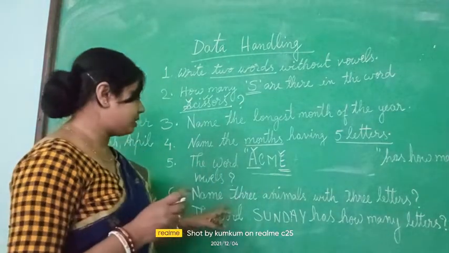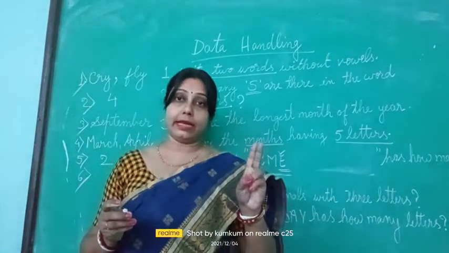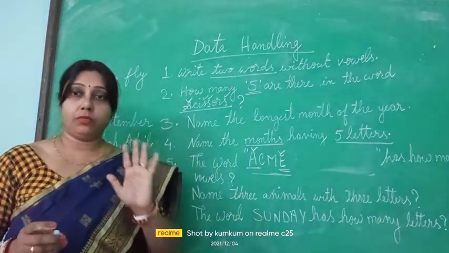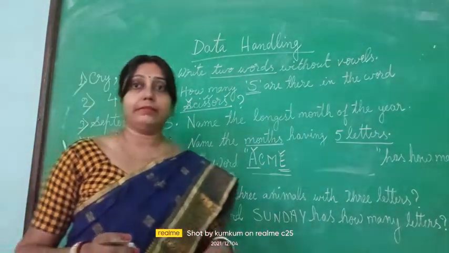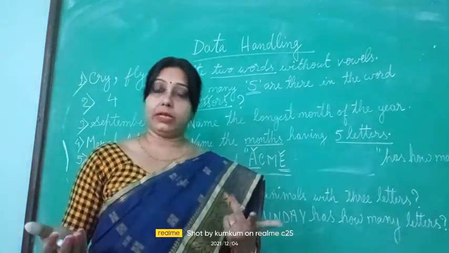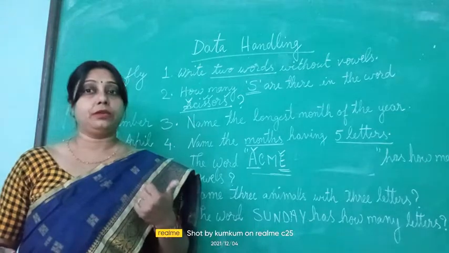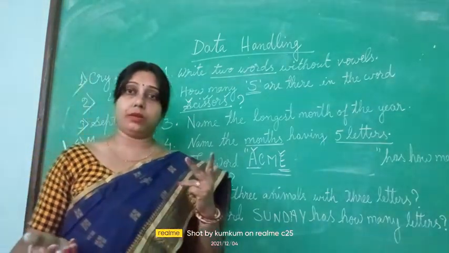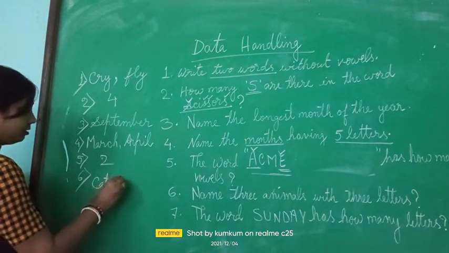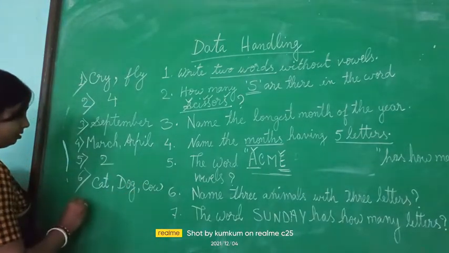It is not told that pet animals or domestic animals or wild animals. Remember this. If this question was name 2 animals with 3 letters, then the answer would be only dog and cat. But here it is written only animals, not pet, wild or domestic. So any names you can give. Fox, 3 letters, then pig, 3 letters, then owl, O-W-L, owl, 3 letters, dog, cat, cow. So we are going to use these 3. So the answer will be cat, dog and cow.